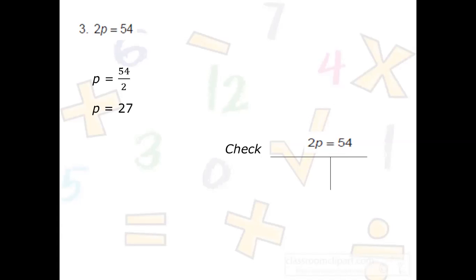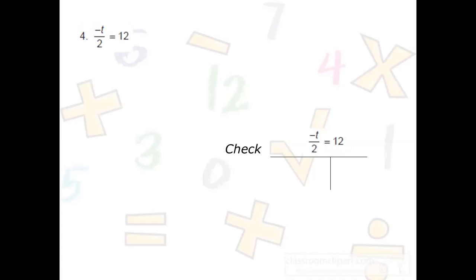Let's check whether the answer we got for P equals 27 is correct. 2 multiplied by 27, is that going to give you 54? Yes, it is. 2 7s are 14, 4 down you carry 1, 2 2s are 4 plus 1 is 5. These all are mental math questions. You just need to do it mentally without using any paper, pen or calculator. So question number 3, the answer is P equals 27.